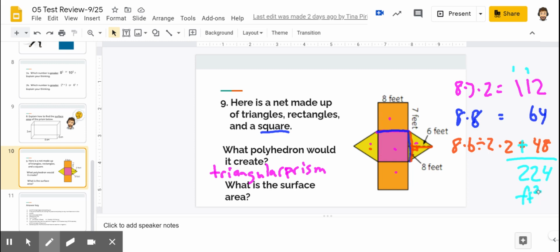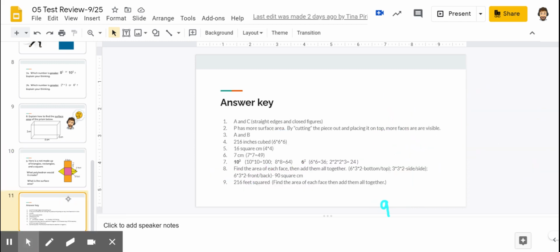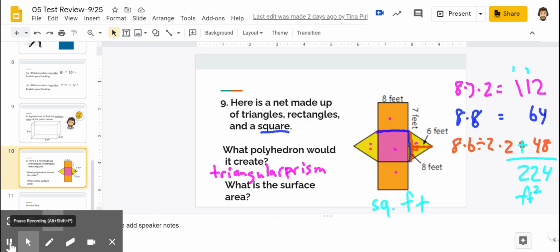which I'll write as feet with an exponent of 2. If you want to, you could also write square feet. And hopefully that matches the answer key for number 9. And here's the answer key. And the answer key says 216, so I'm going to double check that, and I will let you know. I've double checked this, and the correct surface area is 224 square feet, so we will fix that on the answer key.